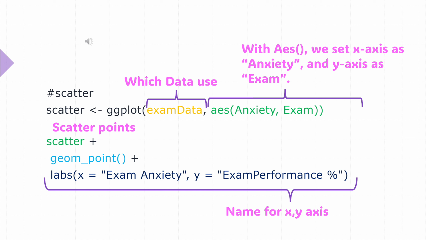Here is the color map for the code parts. Yellow shows which data set we use. That is the data source. Green is aes, the mapping. Here we map anxiety to the x-axis and exam to the y-axis. Light blue is the geom, the drawing layer. Here we use geom_point, so it is a scatter plot. Navy is labs for axis titles. The x-axis title is exam anxiety. The y-axis title is exam performance. Please use the colors as little hints.